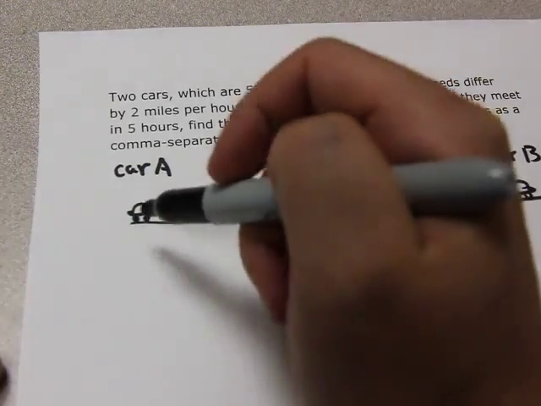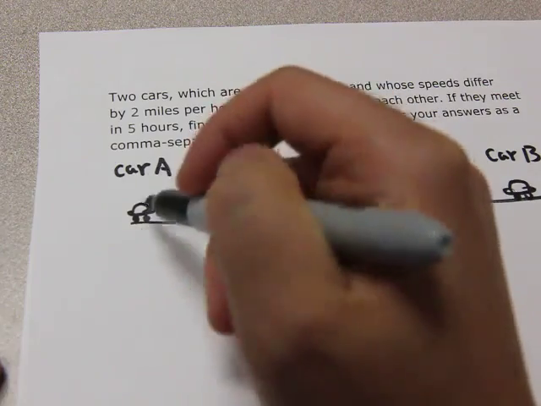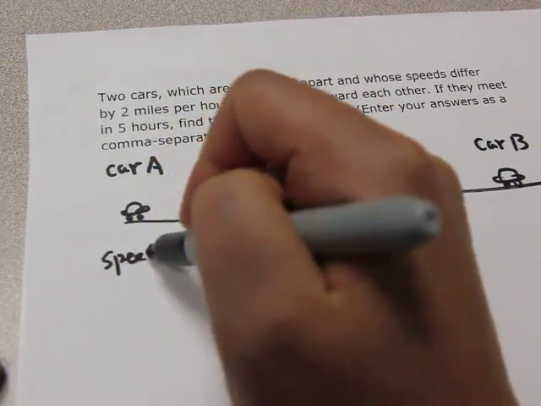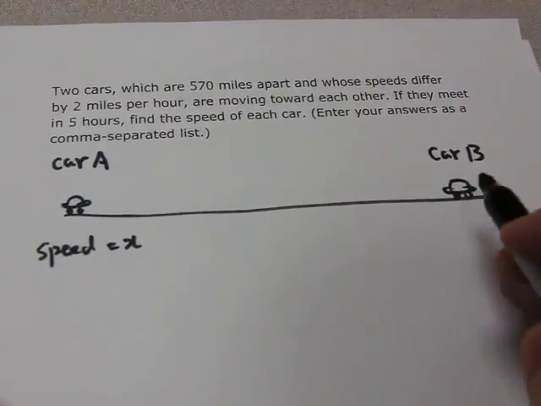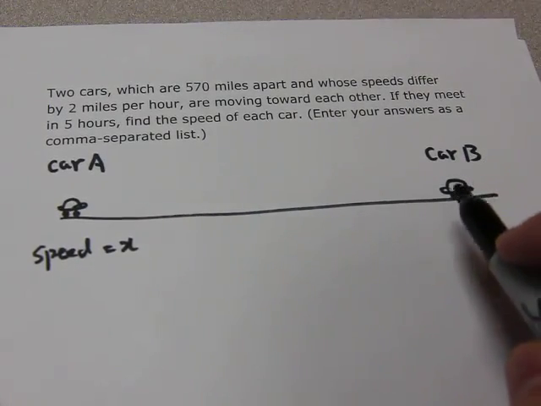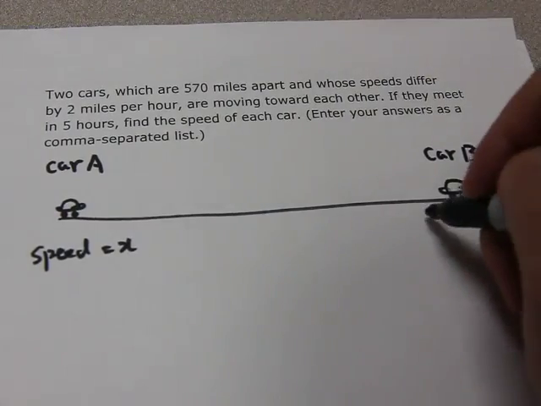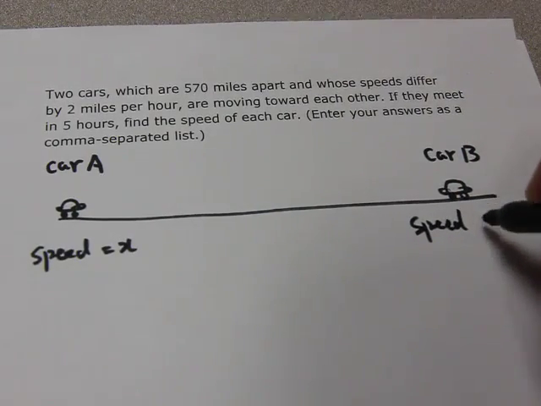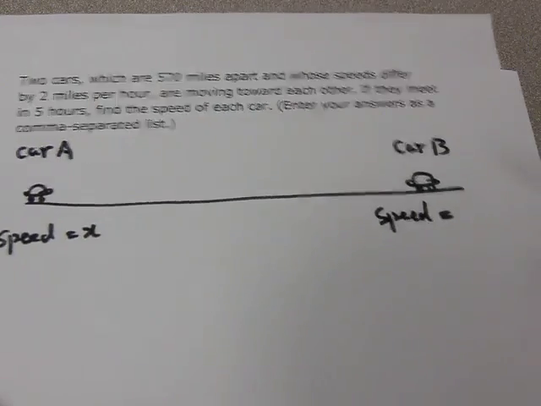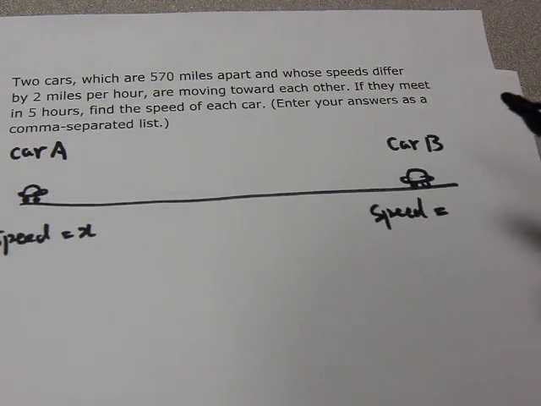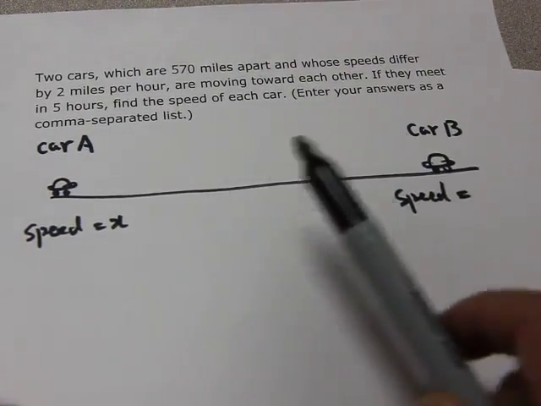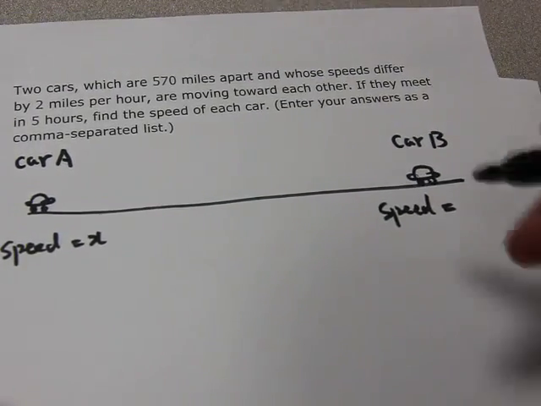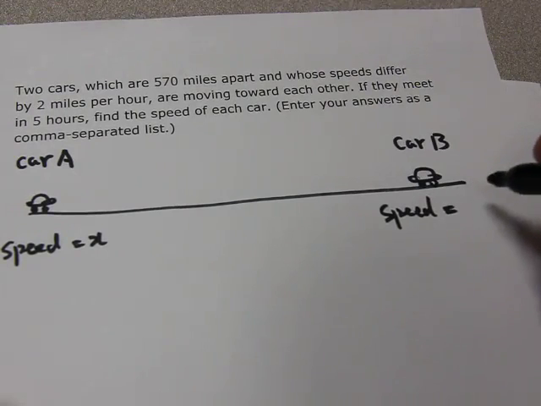if we let the speed of car A be x, then the speed of the second car will be x minus 2 or x plus 2. Why? Because right now we don't know which car is faster. But it doesn't matter. This will not affect how we solve this problem.